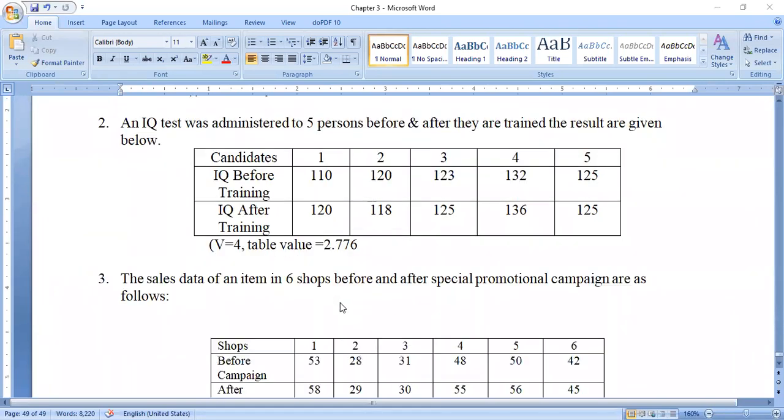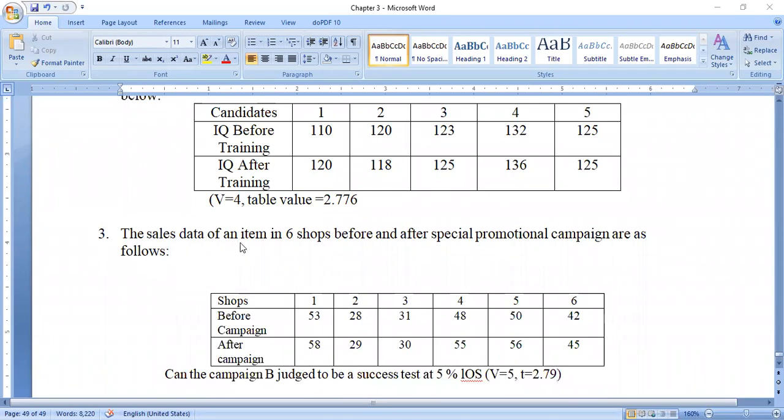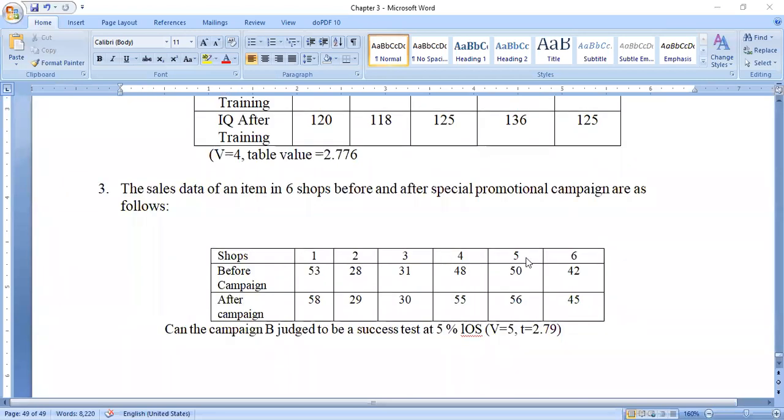You observe carefully. The sales data of an item in 6 shops before and after a special promotional campaign are as follows. Shops 1, 2, 3, 4, 5, 6, before campaign, after campaign. So here you need to observe carefully the words before and after. This is the most important. The values are: 53, 28, 31, 48, 50, 42, 58, 29, 30, 55, 56, 45. At 5% is given clearly. So V is equal to 5, and the T value is also mentioned.